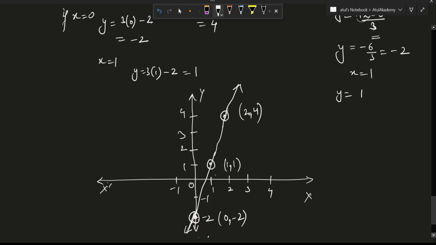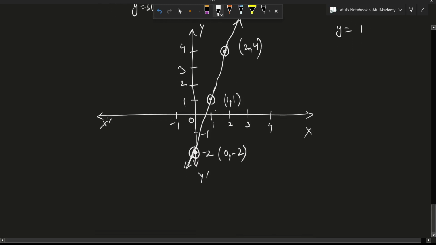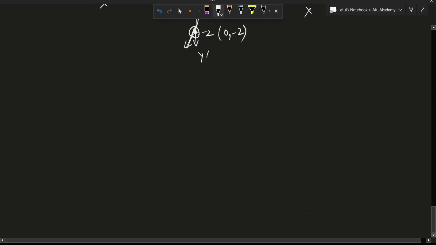Okay, students, now let's move to the last set of equations, that is, parallel lines. So let's take one example for parallel lines also.